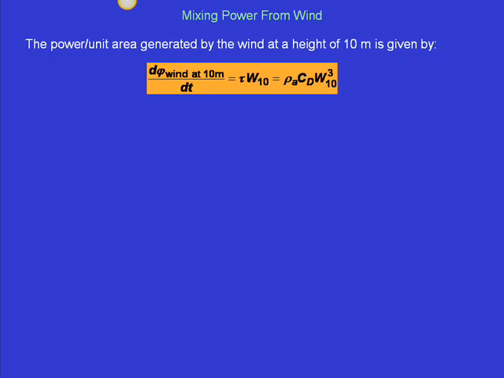Pascals, right? Force per unit area or pressure. And if you multiply times a velocity, you'll get power per unit area. You can do it also.